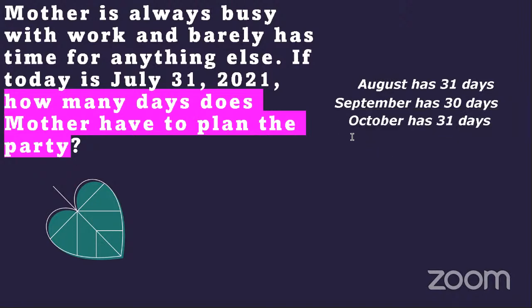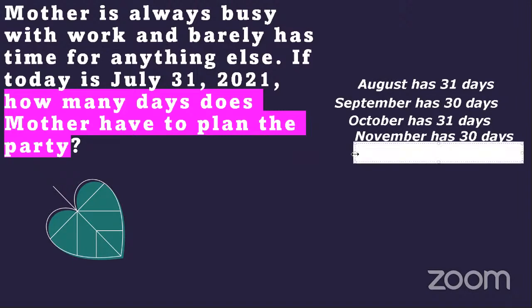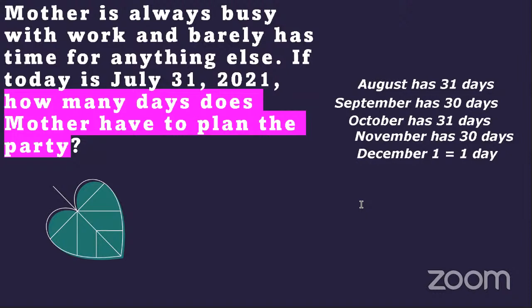And then November, it says November has 30 days. All right, so November has 30 days. And so at the end of November, then it will be the 1st of December. So that will be the 1 month and 1 day in December. So we're just gonna write December, and we're gonna write just, December 1 is equal to 1 day. So we have all these days here.